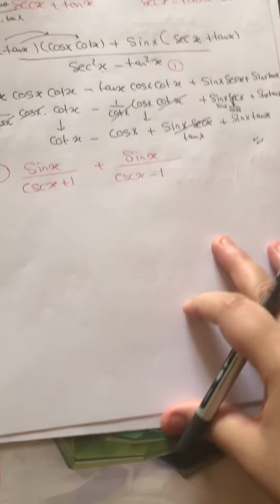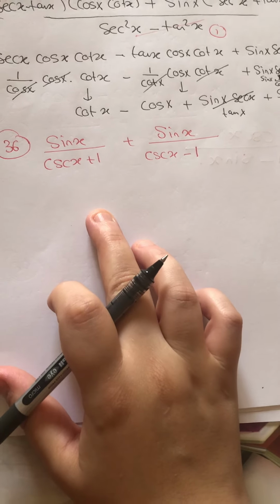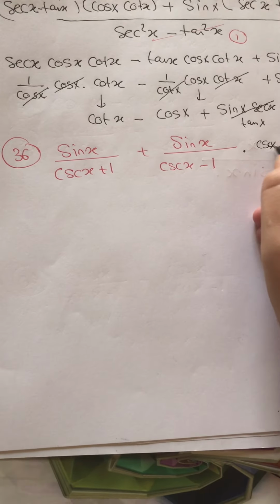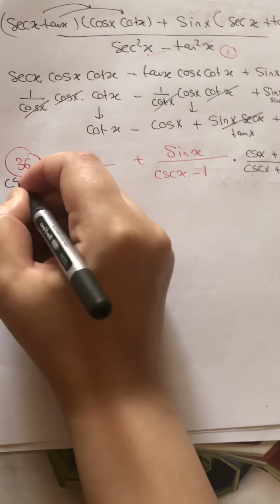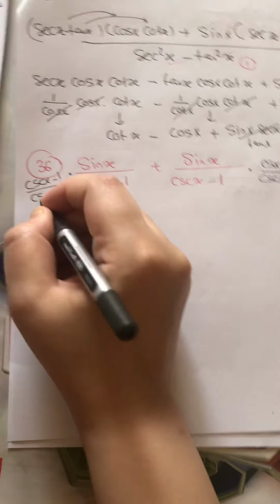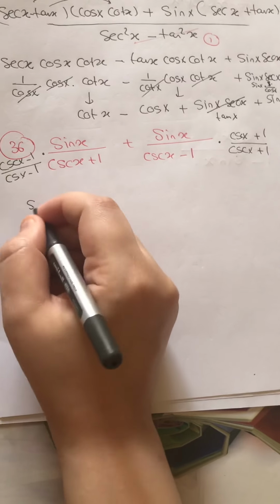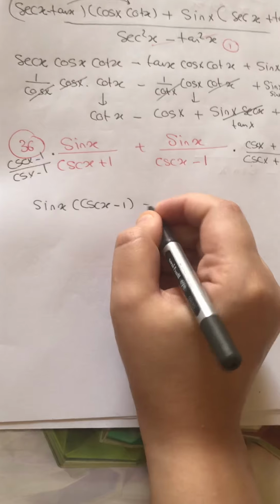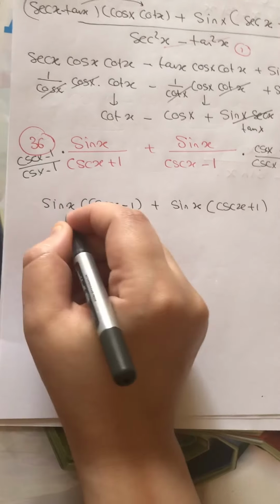Question number 36. Sine x over cosine x. Okay, also I can do the same method. This is cosec x. Sometimes I forgot the c. Over 1 plus cosec x plus 1 times cosec x minus 1 over cosec x minus 1. Okay, so here I have sine x times cosec x minus 1 plus sine x. Just copy them at the beginning, not to lose any point. All over, first with first, last with last.